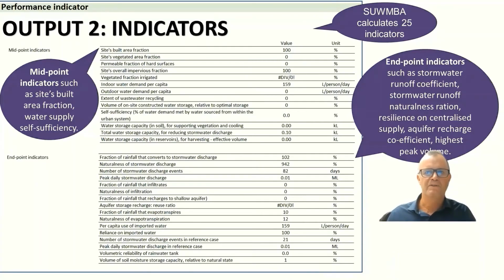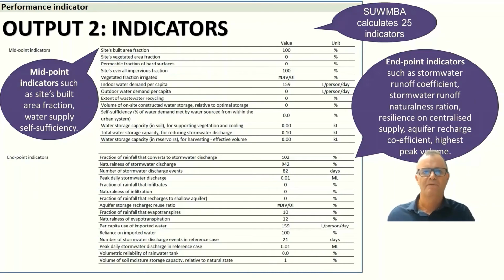SUWMBA calculates 25 different indicators, the site's built area fraction, the vegetated area fraction, fractions of permeable and hard surfaces. We call these midpoint indicators, so they're more indicators of design of the site to give architects, etc., an understanding of how their design is then impacting the endpoint indicators.